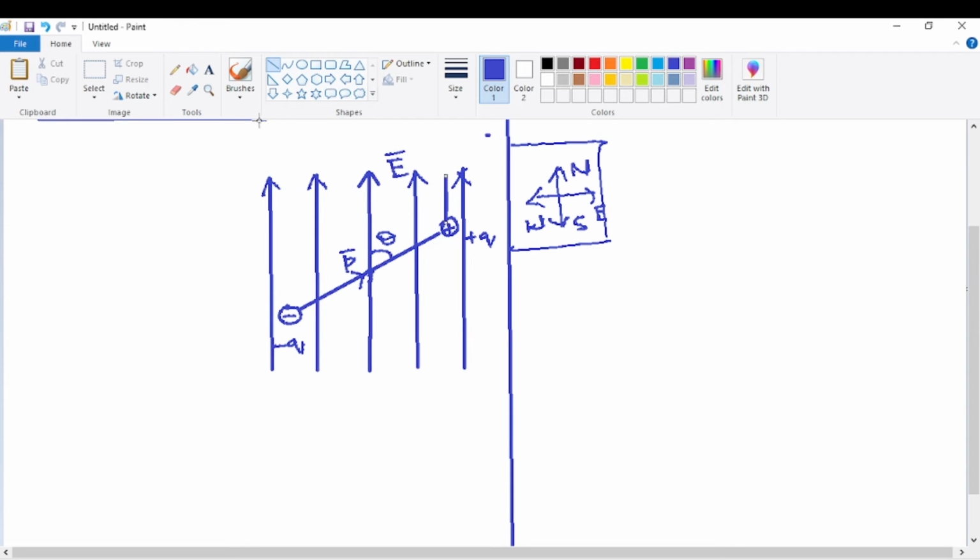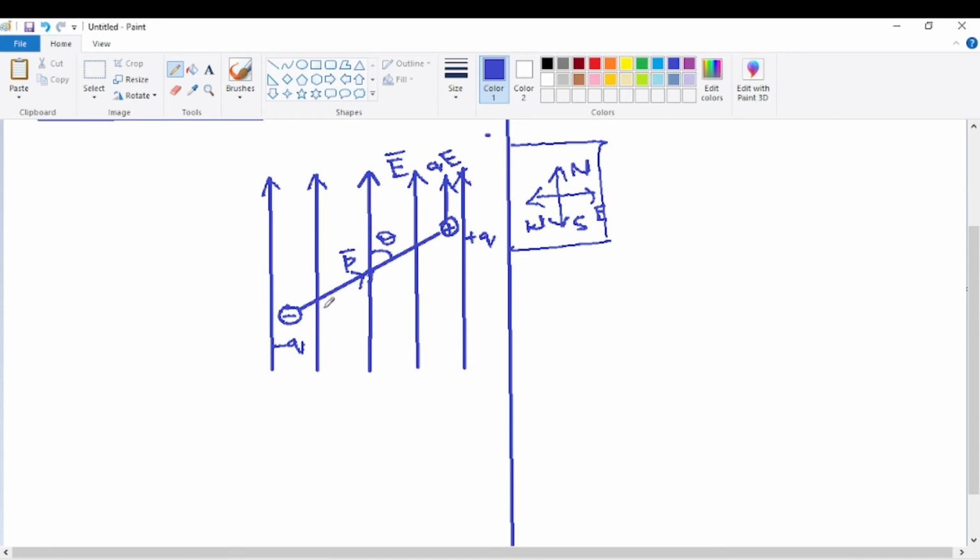So this is the force. But how much force is experienced by charge q? Already we have seen it is qE. This is the force experienced by any charge q. But the force experienced by the negative charge is minus qE. That's opposite to the direction of the electric field.